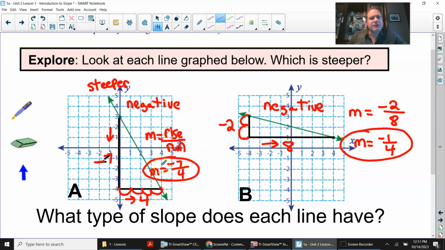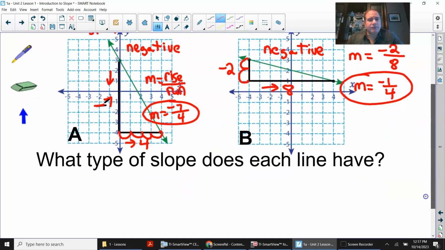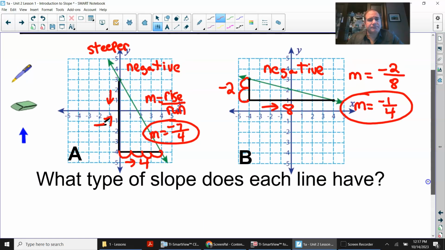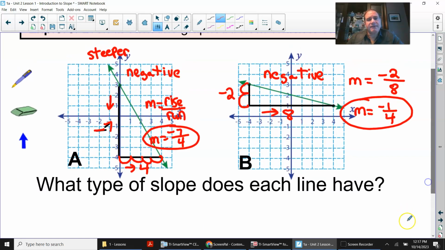Just realize the steeper the line, and look at the A, it is steeper, the further away from 0. So negative 7 over 4 is further away from 0 than negative 1 over 4. So both lines have a negative slope.